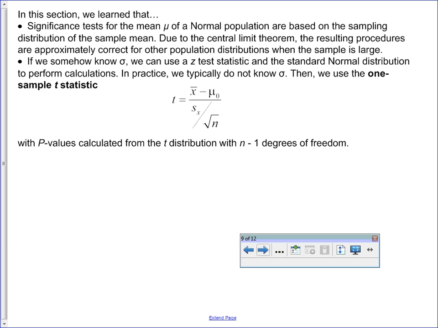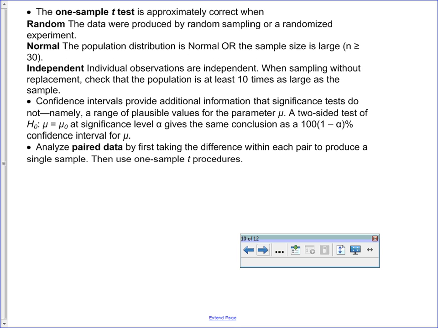Significance test for the mean mu of a normal population. This is just a review of how we do the t-test, the t-statistic. Remember, degrees of freedom is n minus 1. You always need to check the conditions for any test for mu that you do: random, normal, and independence. Remember, normal: if n is less than 30, you're going to have to show a graph or know that the population distribution of the original population is approximately normal.